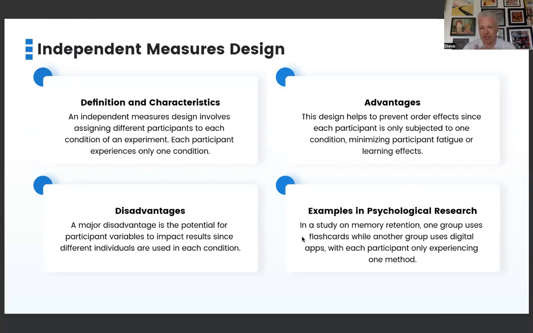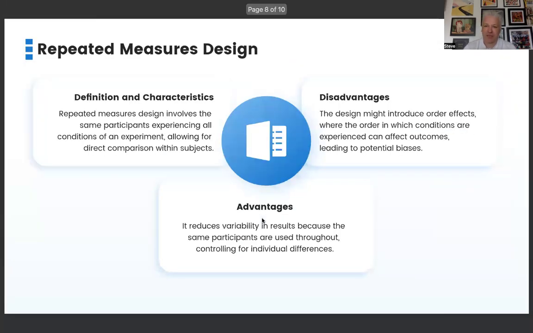So some examples of independent group design is memory retention, where you've got group A using flashcards, while group B uses digital apps, and the participant only does one condition. So it's independent groups. Okay, the next type of design is repeated measures.